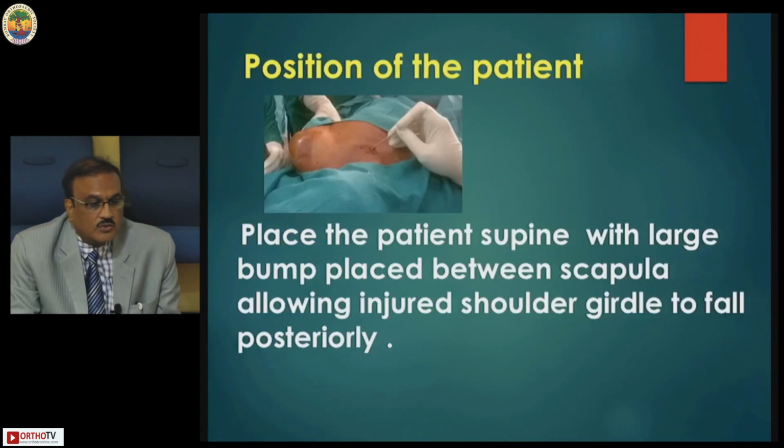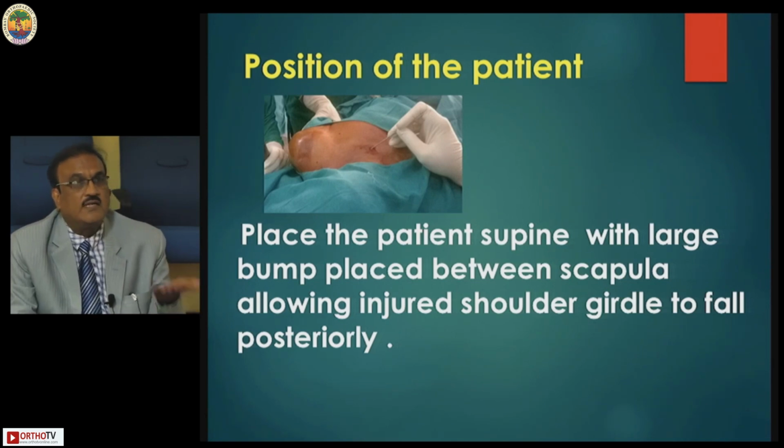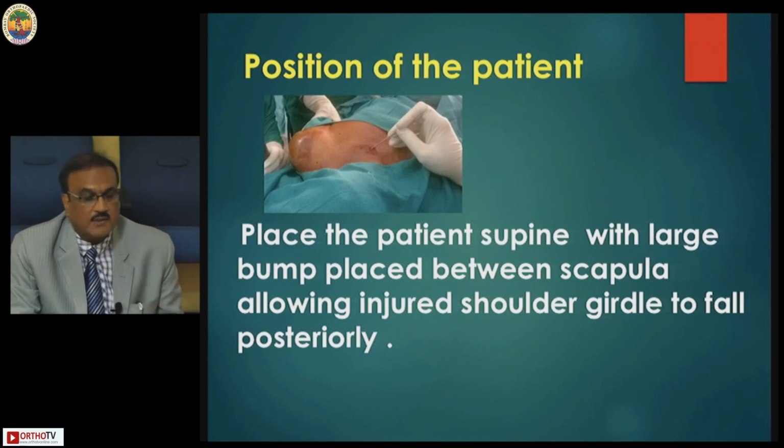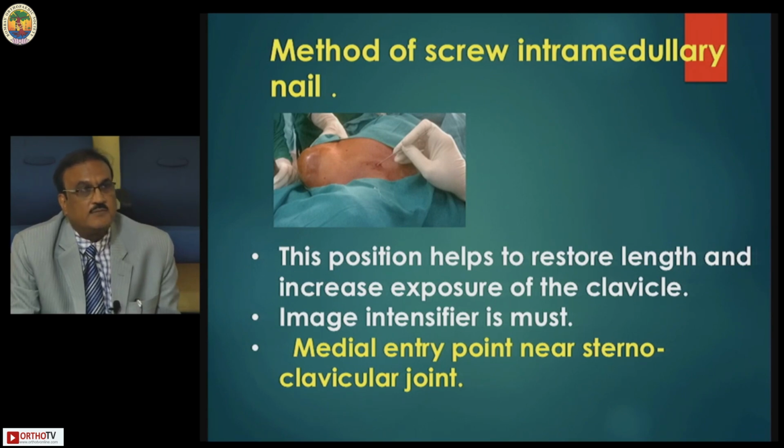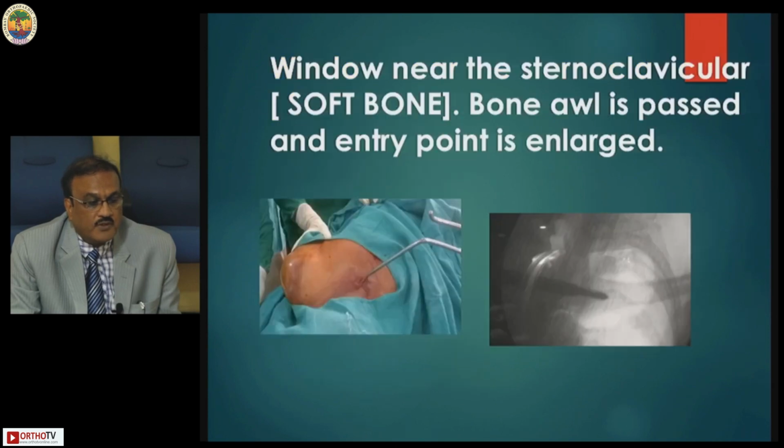So, patient position: place the patient supine with a large bump placed between the scapulae, allowing the injured shoulder girdle to fall posteriorly, so that the medial end as well as the clavicle become more prominent. This position helps to restore length and increases the exposure of the clavicle. Image intensifier is a must. Medial entry portal near the sternoclavicular joint. Make a window near the sternoclavicular joint, the bone hole is made and the entry point is enlarged.